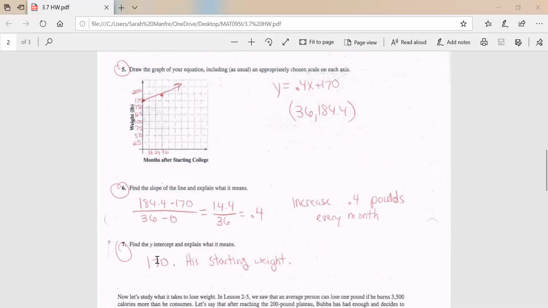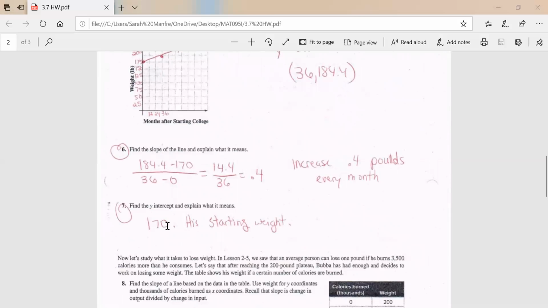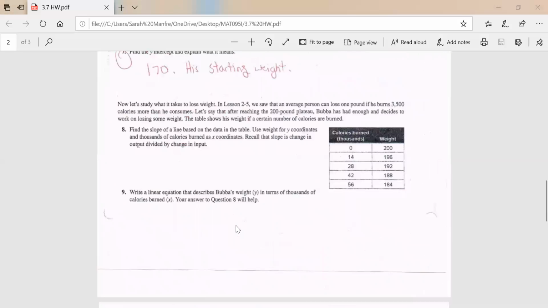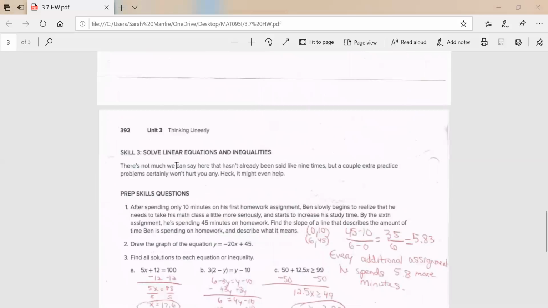Find the y-intercept and explain what it means. It is 170, and that is his starting weight. Okay, you did not need to do numbers 8 and 9.